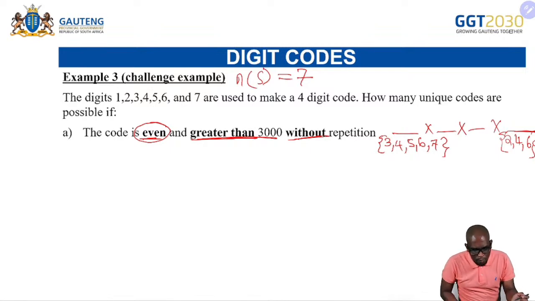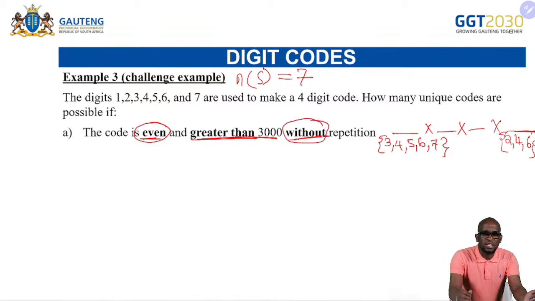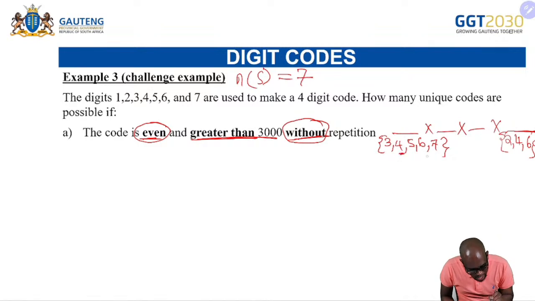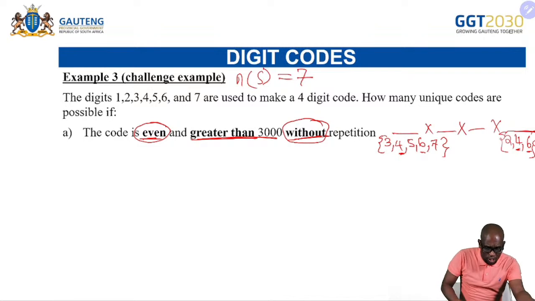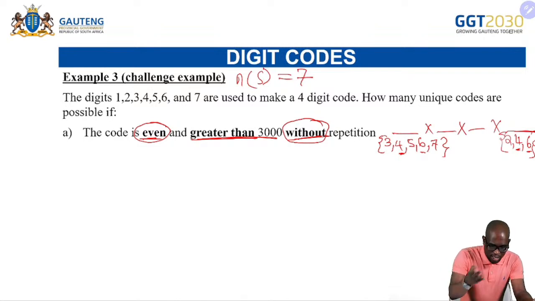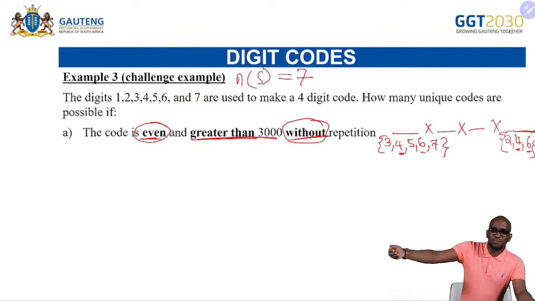Now, if you look at this problem, since they said without repetition, then we start having problems. Why are we having problems? Look at 4 as well as 6. 4 and 6 are in both the leading digit as well as the terminating digit of this particular code. So if in the first position you make use of 4, then it cannot be used in the last position.